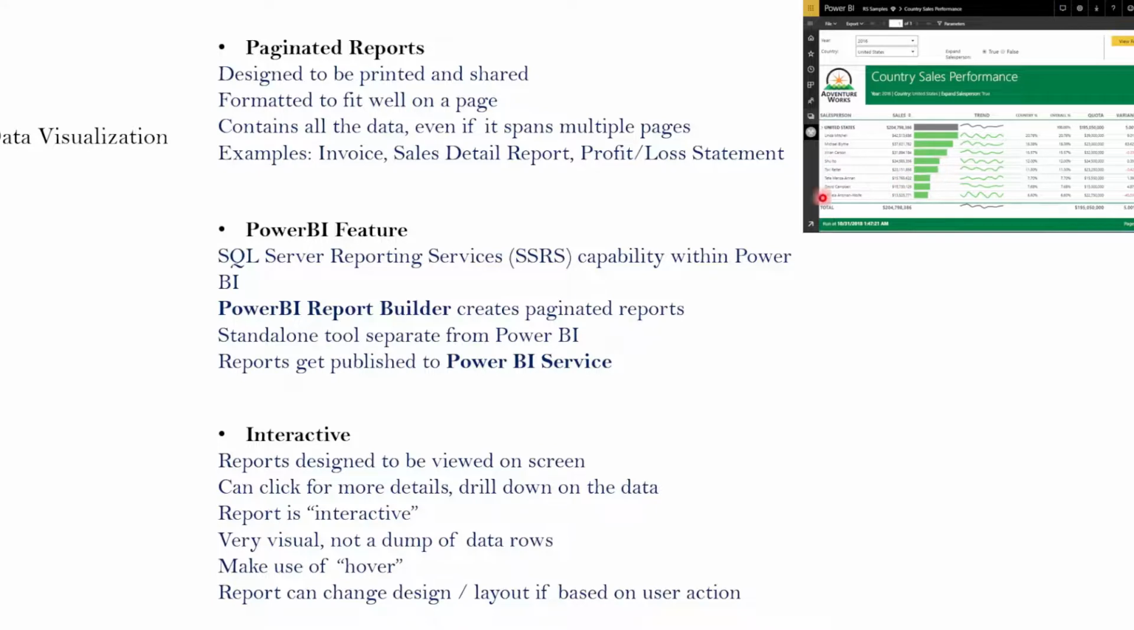So what kind of reports are generated? Paginated reports, as the name suggests, are designed in a way so the pages can be printed and shared. They are formatted to fit well on a page, like you are getting the report on a page. It contains all the data, even if it spans multiple pages: invoice, sales report, profit and loss statement. These are examples of paginated reports that you should prefer if you are running a business.